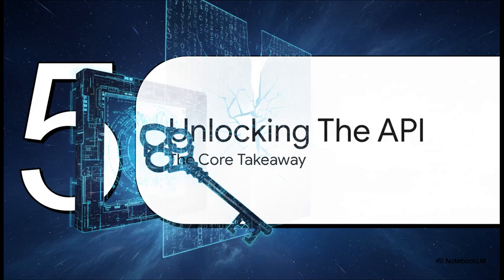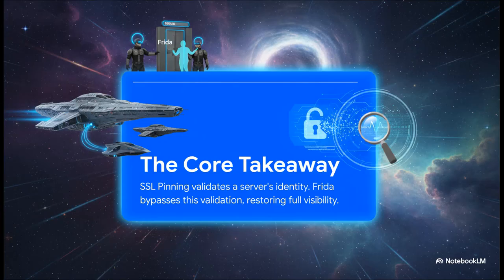So let's just pull this all together. When you hit that wall of unknown traffic, you now know what's happening. It's not an unbreakable barrier, it's just a logic puzzle. And now you know how to solve it. If you remember one thing, remember this. SSL pinning is like a bouncer at a club checking IDs. Frida doesn't try to forge a new ID, it just blindfolds the bouncer. By intercepting and neutralizing the check itself, you unlock a whole world of data that is completely invisible to most people.